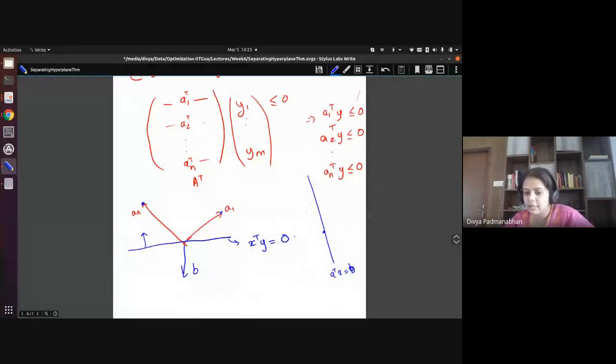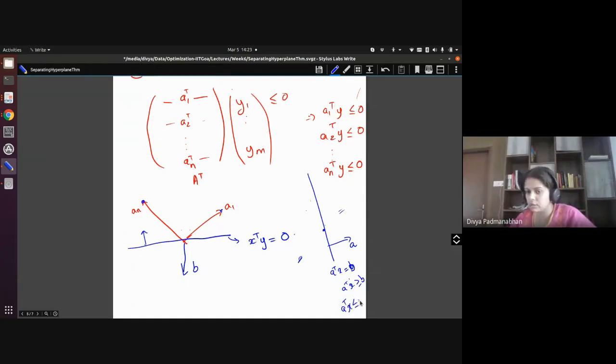Okay, and if you take any point on this side, suppose A is this vector, you will have A transpose X greater than or equal to B, and anything on this side would have A transpose X less than or equal to B. Is this idea clear? Forget about these A1 to AN vectors, but if you just take a hyperplane, is this idea clear about these two half spaces?